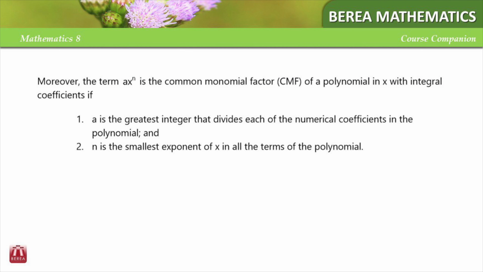Moreover, the term ax to the n is the common monomial factor or the CMF of a polynomial in x with integral coefficients if, number 1, a is the greatest integer that divides each of the numerical coefficients in the polynomial, and number 2, n is the smallest exponent of x in all terms of the polynomial.